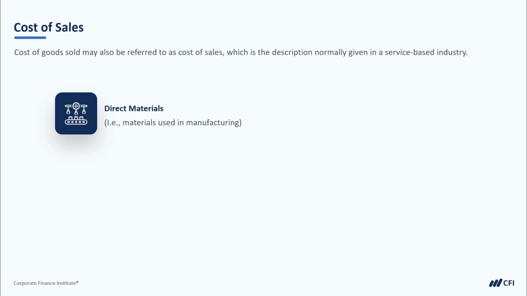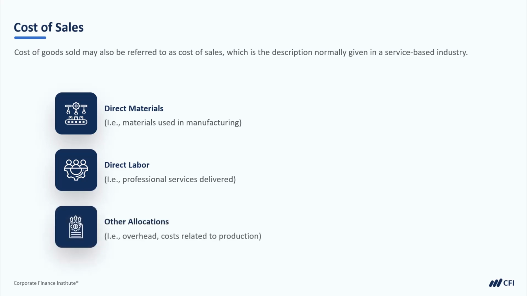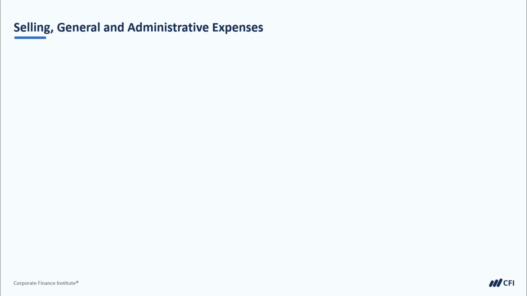Now, in order to deliver a service, typically we have direct labor costs involved in the delivery of that service, and those costs are directly allocated also to cost of sales. Finally, there may be also some other allocations such as overhead, as long as they're directly related to the production of the good or service that would ultimately be included in the cost of sales figure reported on the income statement.